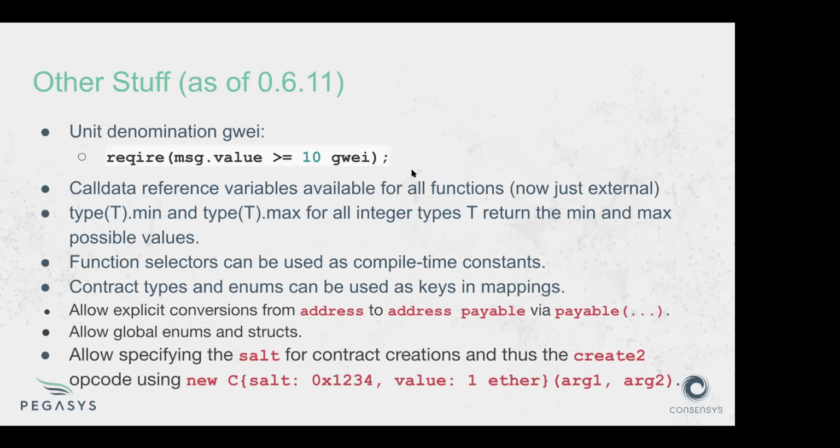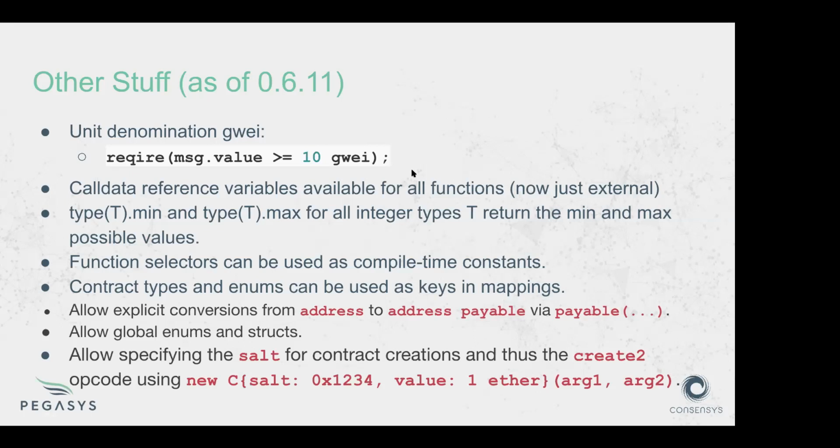Other things that have happened. So gigawei has been added. Whenever people talk about gas, they always talk about gigawei rather than wei or szabo or ether or anything. You can now use calldata reference variables for all functions. If you've got, say, a uint256 or something like that, you can use type, in brackets, the type, and then .min or .max to get the minimum and maximum.